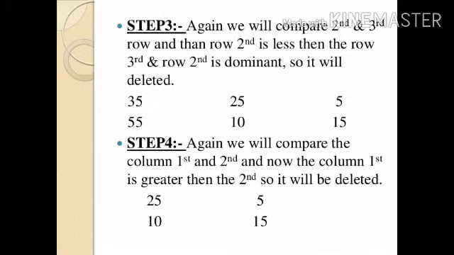Step 3. Again we will compare the second and third row, and then row second is less than row third and row second is dominated, so it will be deleted. After deleting the second row, the matrix will be here. Step 4. Again we will compare column 1 and column 2. Now column 1 is greater than column 2, so it will be deleted. After deleting the first column, the matrix will be here.